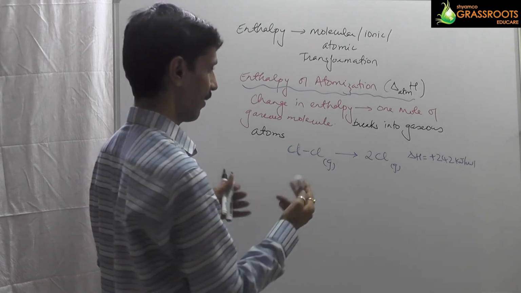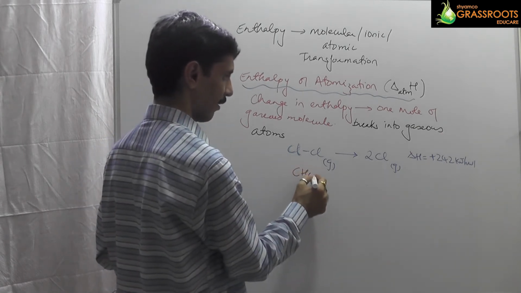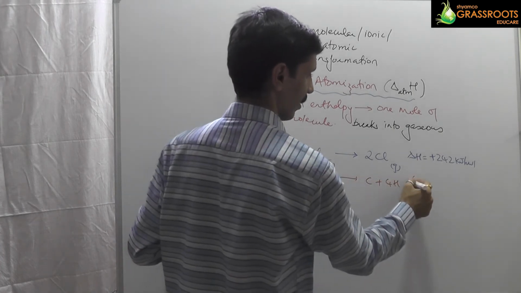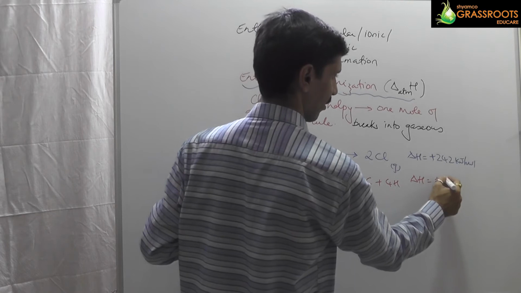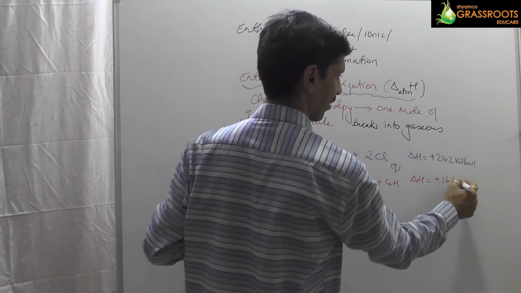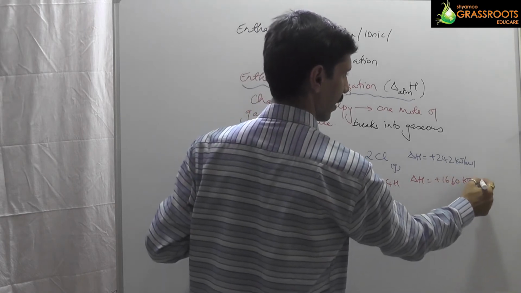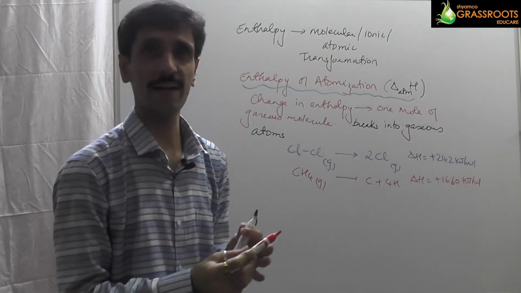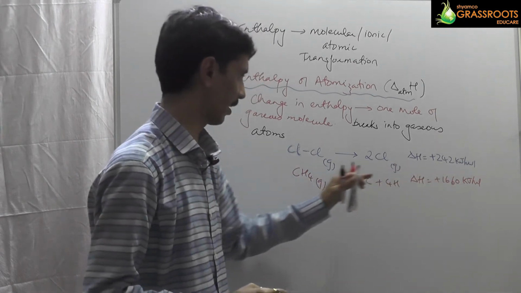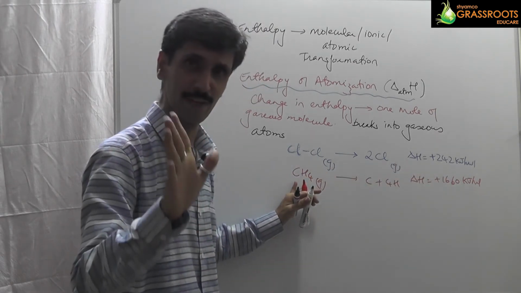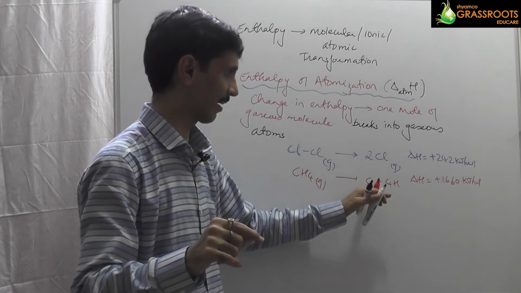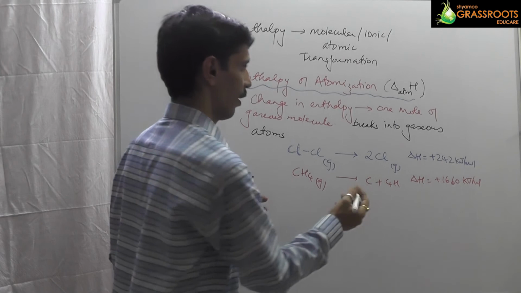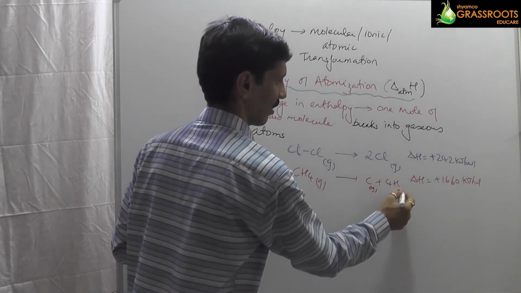Similarly, if you want another example, I talk about methane, that is CH4 in the gaseous state, and I get carbon and 4 hydrogen. The delta H value for this is plus 1660 kilojoules per mole. This much energy is required to break the bonds, whatever the number of bonds present in the methane molecule. As a result I will be getting carbon as well as hydrogen, and both of them will be in the gaseous state.